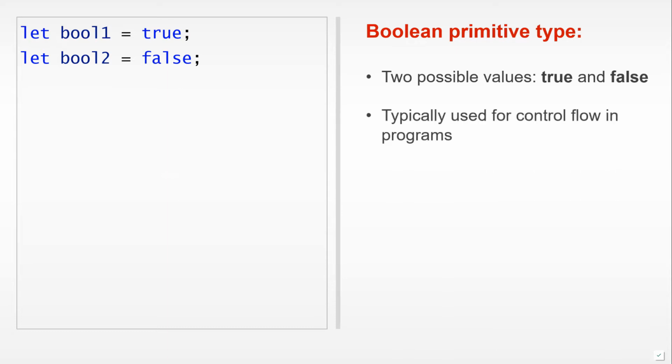When is the boolean primary type being used? Well, typically in some kind of control flow in programs. So we might be talking about things such as logical expressions or relational expressions, if statements, while loops, things like that, where there is some kind of a condition which would be evaluated to either true or false, and then something would happen or not happen based on that result.